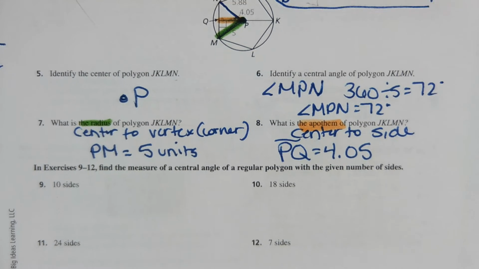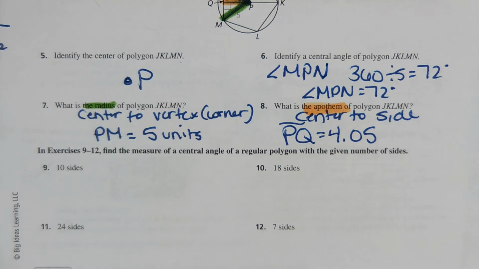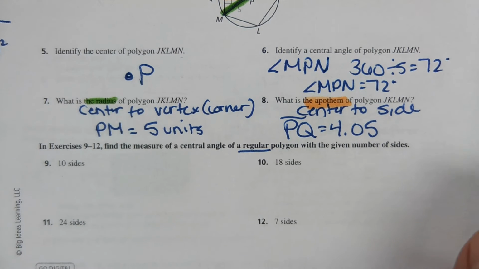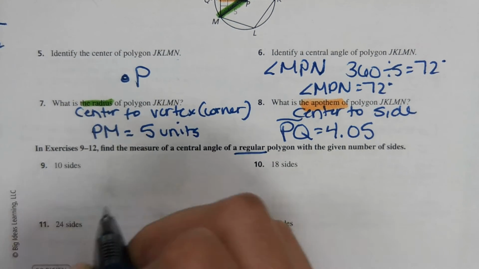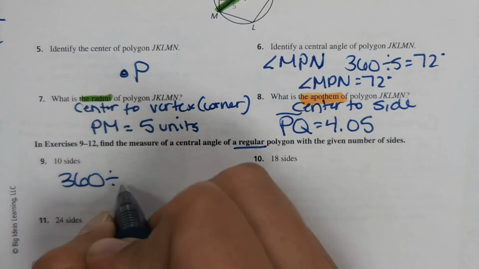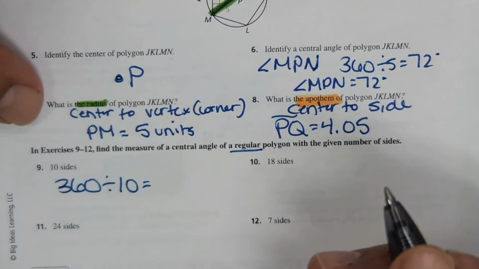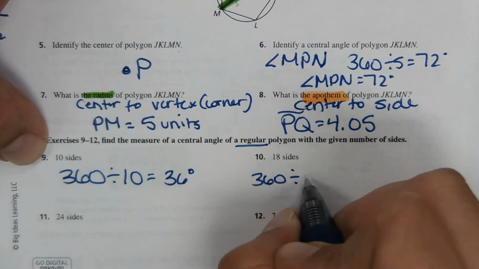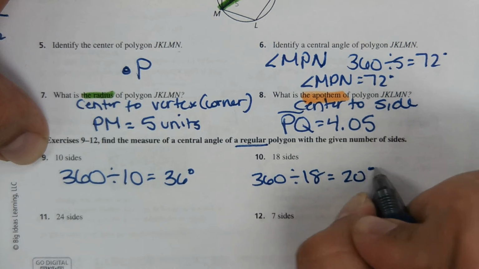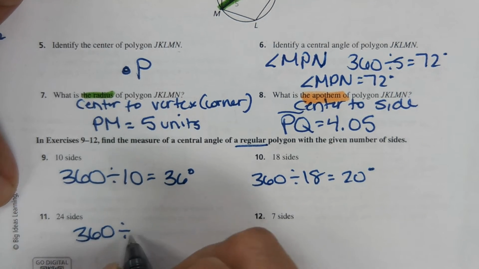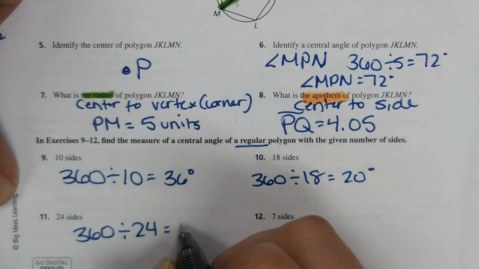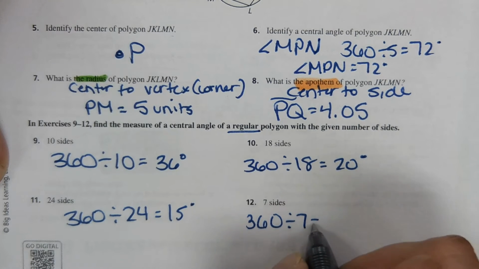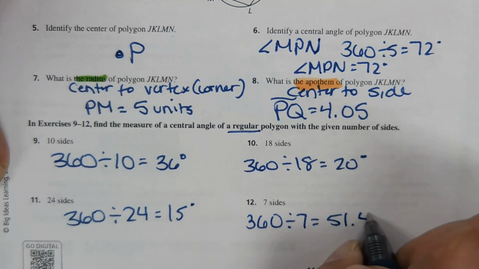Okay. Then in the next section, it says find the measure of a central angle of a regular polygon with a given number of sides. Regular polygon means all the sides and angles are the same. So if you have a 10-sided regular polygon, you can just do 360 divided by 10 sides and you'll get each central angle. So that would be 36 degrees. For 18 sides, that comes out to 20 degrees. 15 degrees. 7 sides, 51.4 degrees.